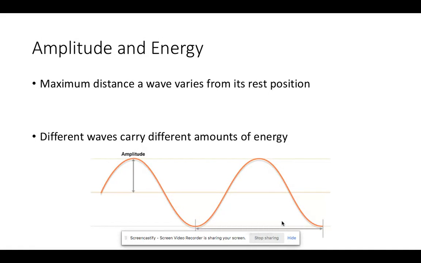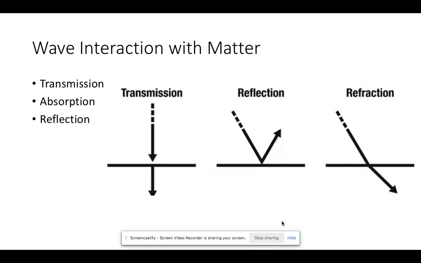Amplitude is the measure of the wave from its rest position. And the greater the amplitude, the greater amount of energy the waves have. So different waves carry different amounts of energy. Small amplitude, small amount of energy. Large amplitude, large amount of energy.